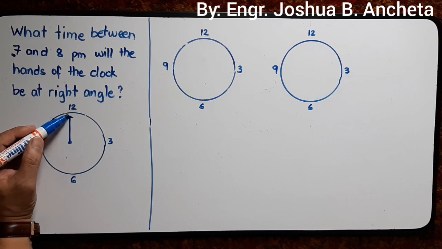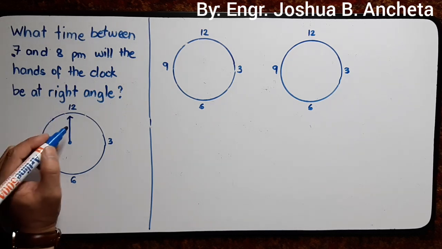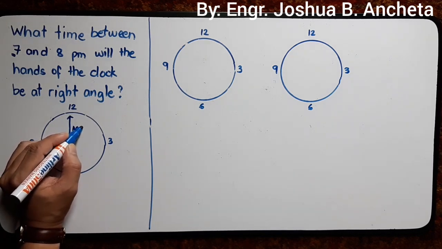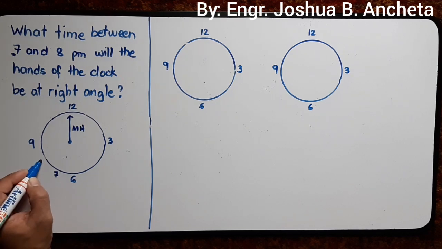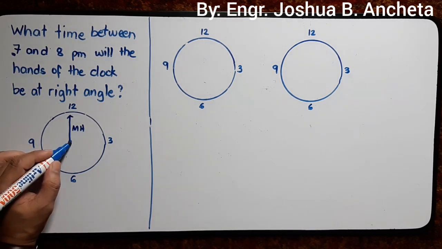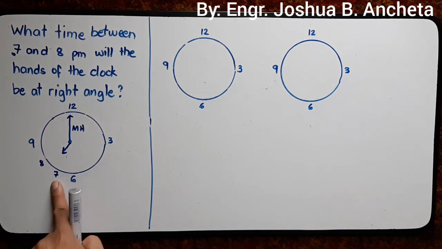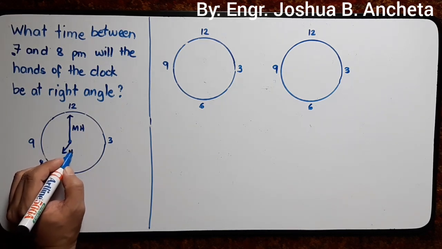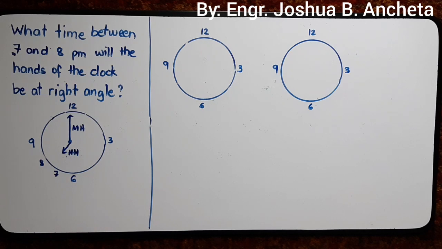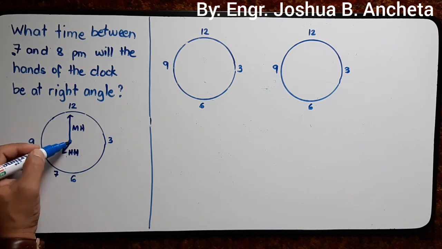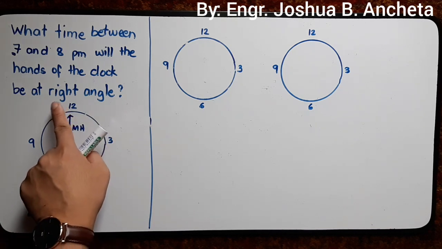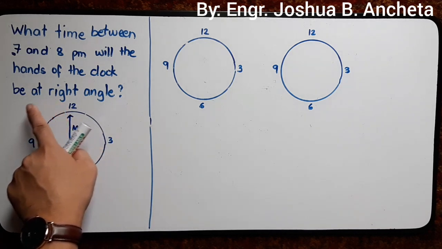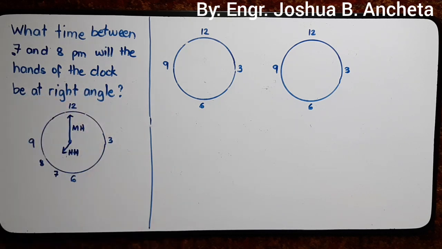This is the longer hand of the clock. This is the minute hand. Then, if the initial position is at 7 o'clock, so this is the initial position of the hour hand. So, minute hand, the longer; hour hand, the shorter. So, the condition is the hands of the clock be at right angle.